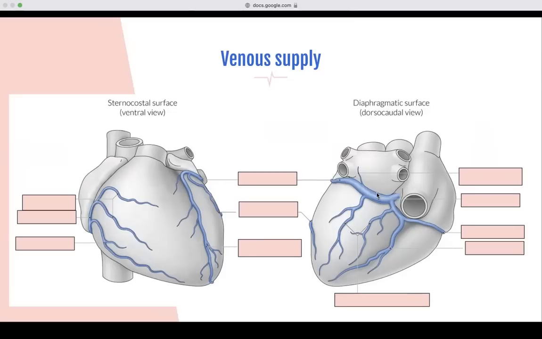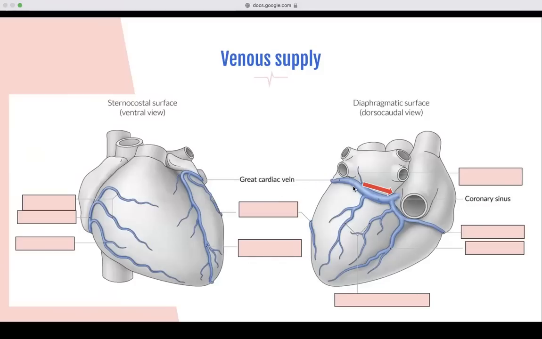So what are the three main tributaries that drain blood into the coronary sinus? So basically the coronary sinus receives venous drainage from which veins? Three main veins. Is it great, middle, and small? So yeah, great cardiac vein, middle, and small. Okay, so first of all, this is the coronary sinus. Then we have the great one, which is here, the great cardiac vein.